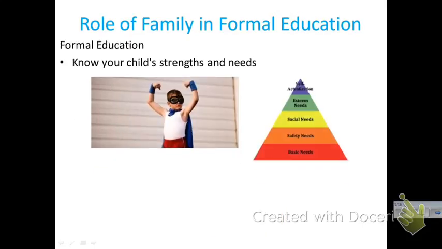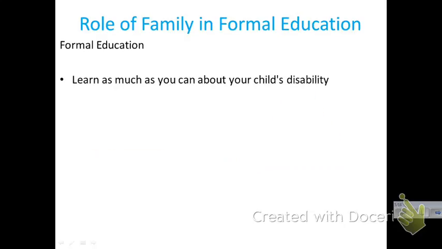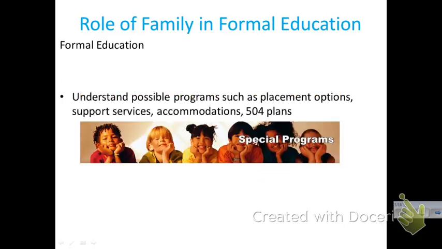So some things that you should know about your child to help them with formal education, things you should be able to help with. First of all, you need to know your own child's strengths and their needs. If your child has a disability, you need to learn as much as you can about that disability. You need to understand possible programs that are available for your children, especially if they have a disability, such as placement options, support services, accommodations, and 504 plans.